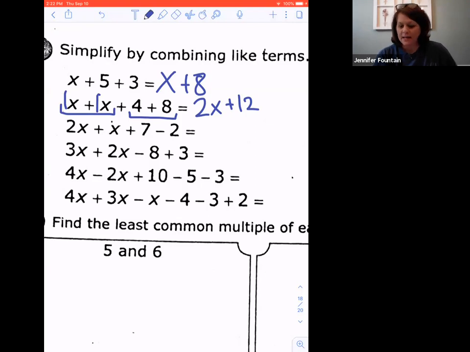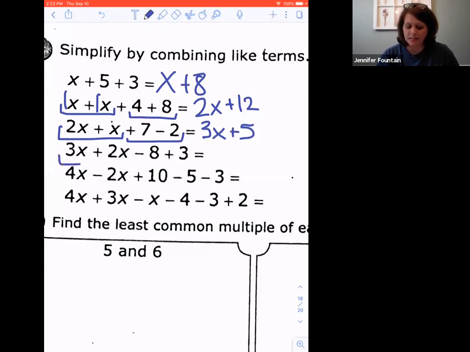All righty, so let's take a look at these. I have 2x plus x, which is going to give me 3x. And then I have a positive 7 minus 2, so 7 minus 2 is a positive 5. Then 3x plus 2x is 5x. Then I have a negative 8 plus 3. So negative 8 plus 3 will be negative 5. So I have minus 5. Okay.